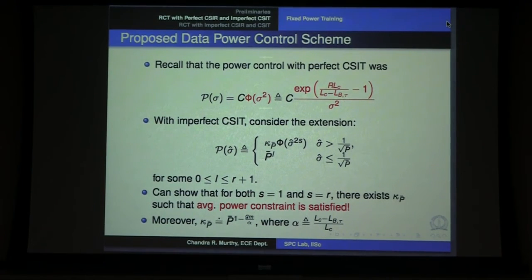The other thing is you should be able to satisfy an average power constraint on the data. The first little exercise we had to do was to show that if you use s equal to 1 through r, any value of s between 1 and r, you can satisfy an average power constraint. That is a bit of math, but it can be shown. And not only that, this K p bar, which is a normalization constant, varies as p bar to the 1 minus GM over alpha as p bar is large. Once again, alpha is the fractional time spent transmitting data, so it's L, the coherence time, minus the training duration, divided by L.